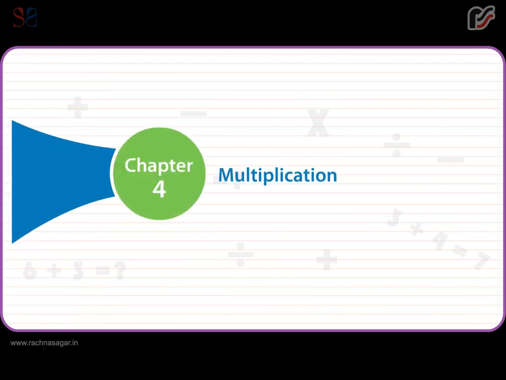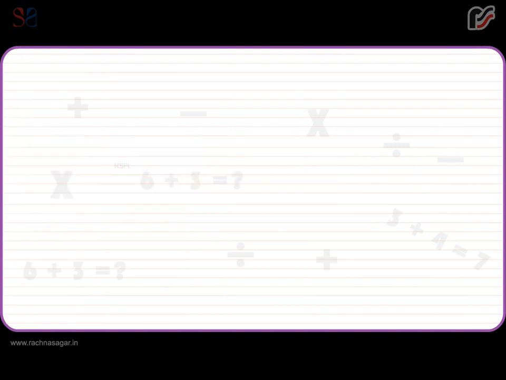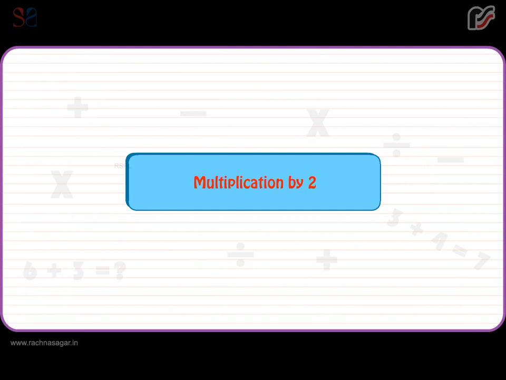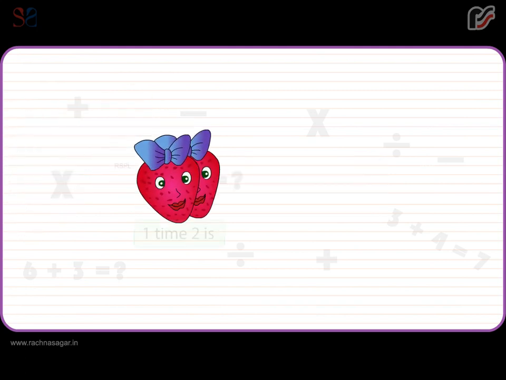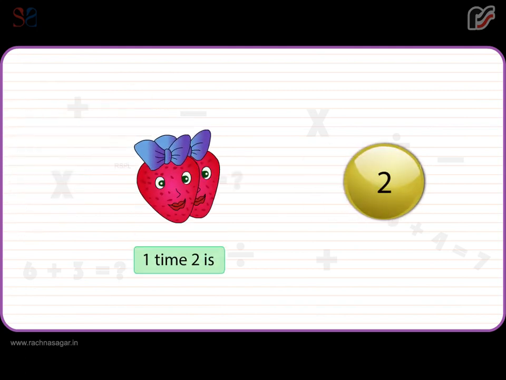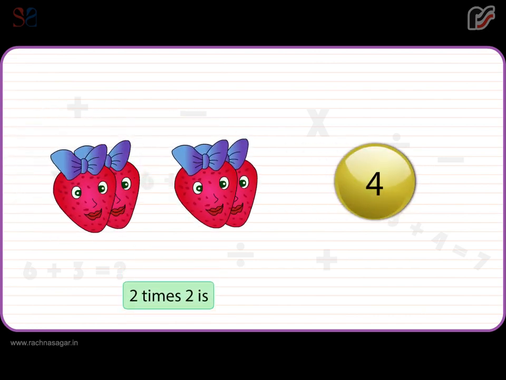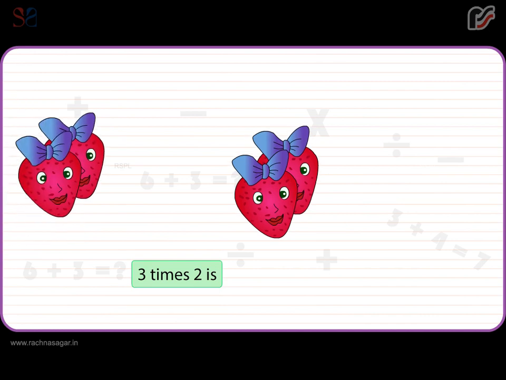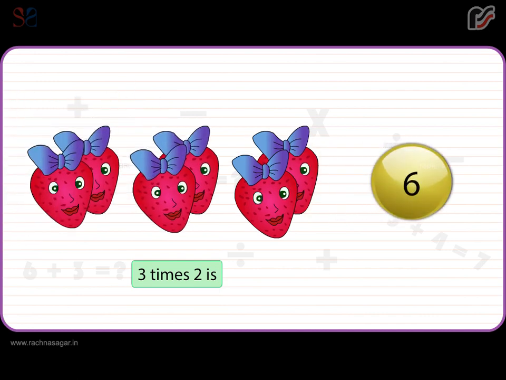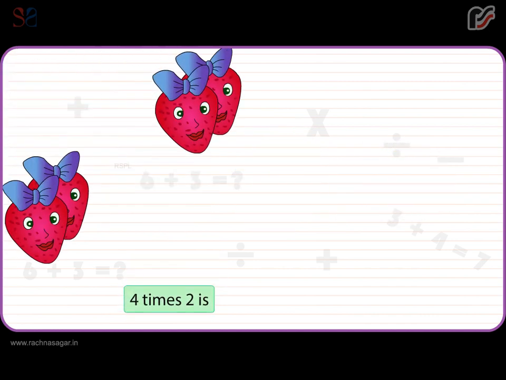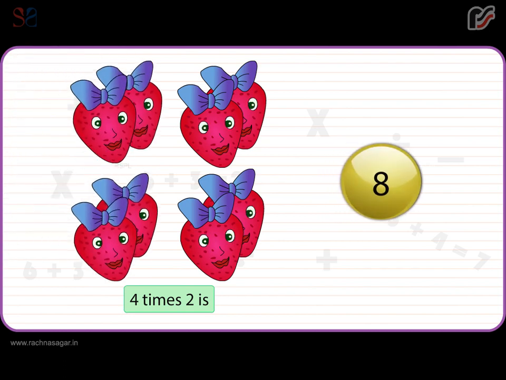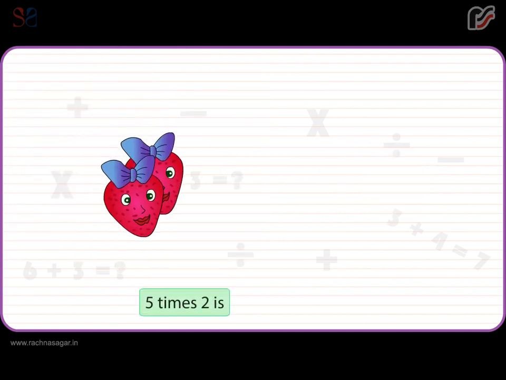Chapter 4. Multiplication. Multiplication by 2. 1 times 2 is 2. 2 times 2 is 4. 3 times 2 is 6. 4 times 2 is 8. 5 times 2 is 10.